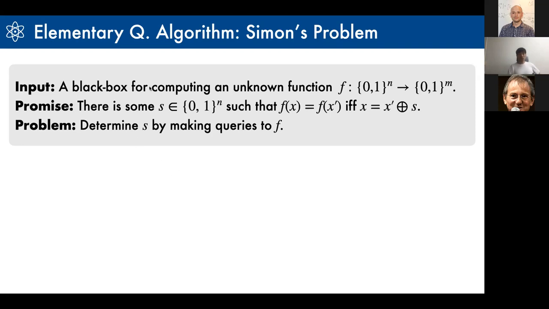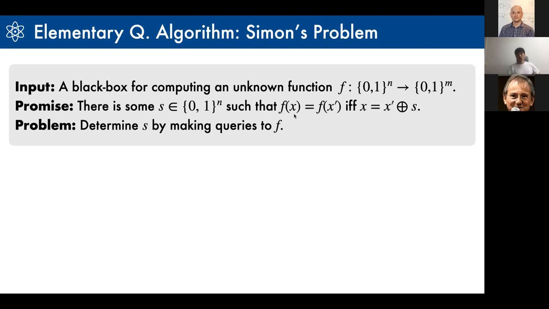So again, we're given a black box or an oracle which computes some Boolean function. Now it maps an n-bit string to an m-bit string. And there is some hidden bit string s, okay? This is something that's unknown to us, but there is some hidden structure within the function such that there is a collision if the input is simply shifted by this amount. Okay, so we see this is if and only if.